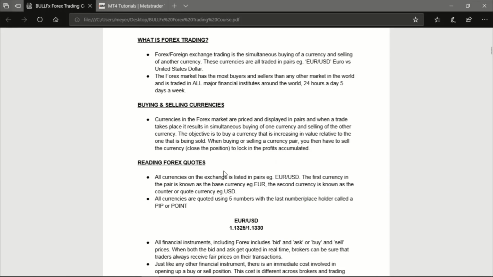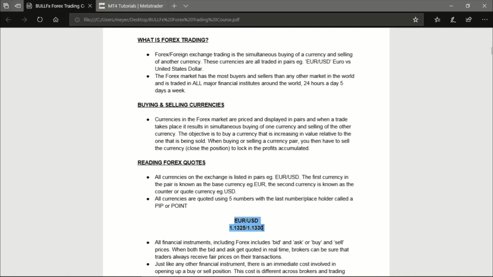Right, so let's go on to the next one, reading Forex quotes. All currencies on the exchange are listed in pairs, for example Euro USD, which we have been discussing now. The first currency in the pair is known as the base currency, which over here is Euro. The second currency is known as the counter or quote currency, for example USD. All currencies are quoted using 5 numbers, with the last number or placeholder called a pip or point.